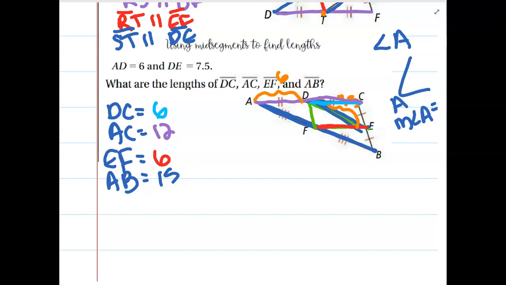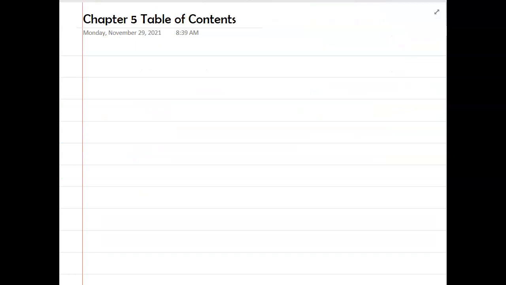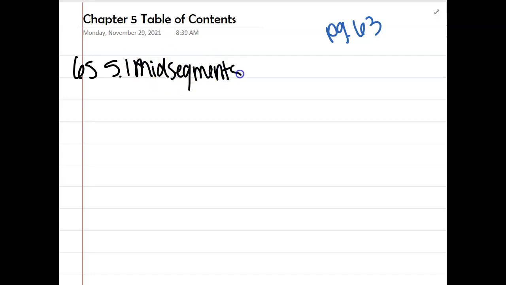It's pretty simple today. Okay, I don't think we've set up our table of contents. If we haven't, then let's do that now. The next open page, if you haven't done it yet, should be page 63. So your table of contents is going to be on page 63. Your vocabulary should be on page 64, which means this should be on page 65. And this is section 5.1, and it is called Midsegments of Triangles.